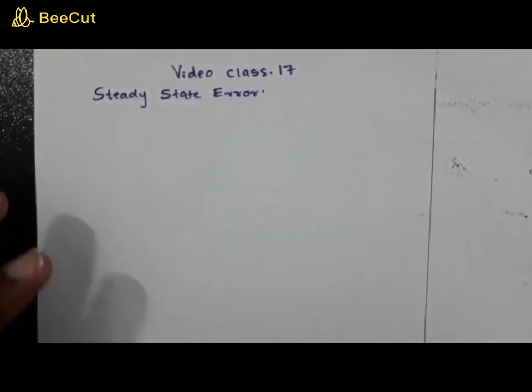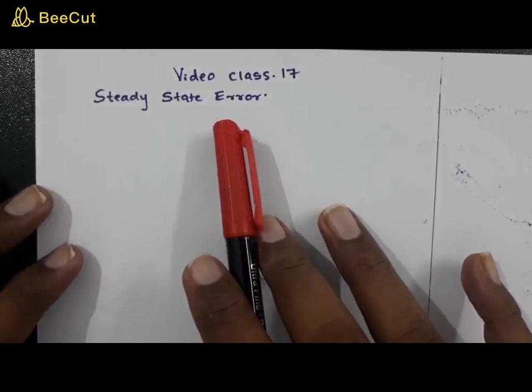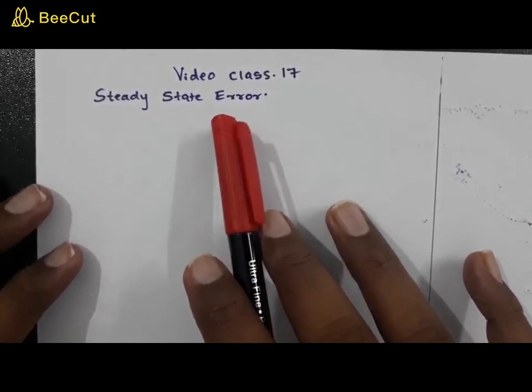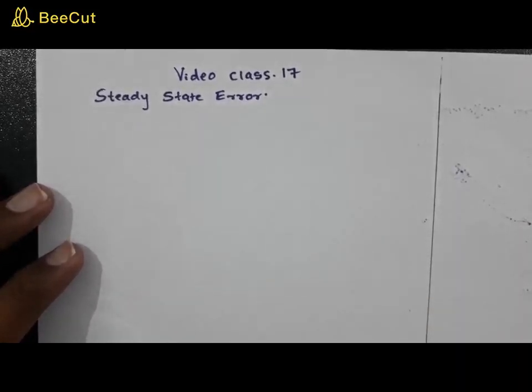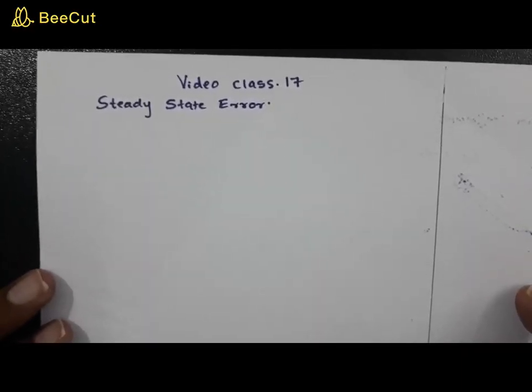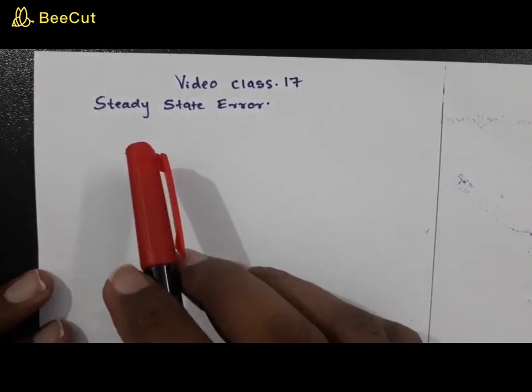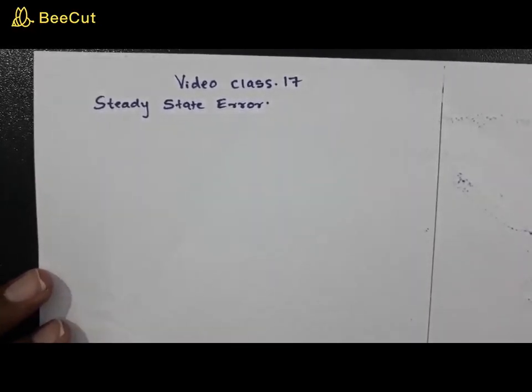Students, welcome to video class number 17, and in this session we are going to study about a steady state error that can come in a control system. For that, we first of all consider a canonical form of a closed loop control system as shown.